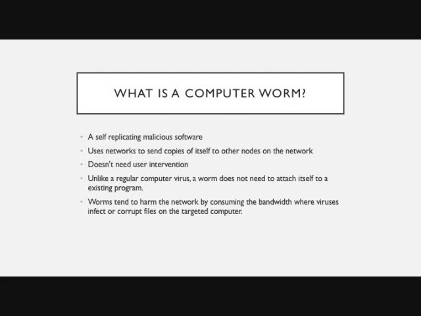I'm going to begin this presentation by speaking briefly about what a computer worm is. A computer worm is a self-replicating, malicious software that uses networks to send copies of itself to other nodes on the network. It is possible to do this without any user intervention. And unlike a computer virus, a computer worm does not need to attach itself to an existing program. Worms tend to harm the network by consuming the bandwidth where viruses infect or corrupt files on the targeted computer.